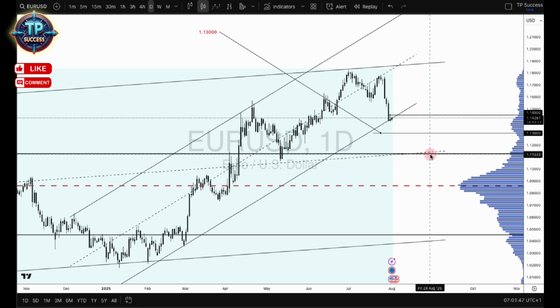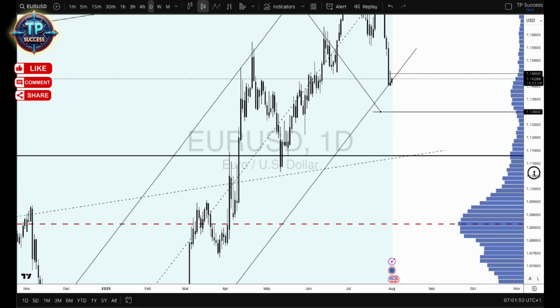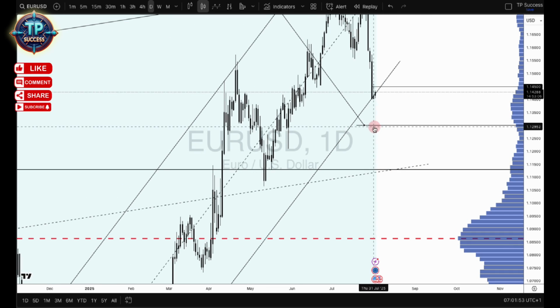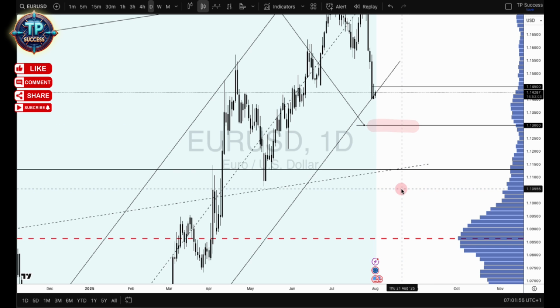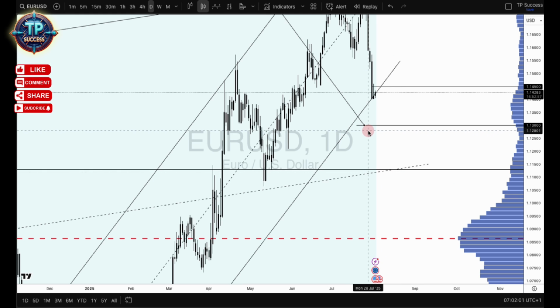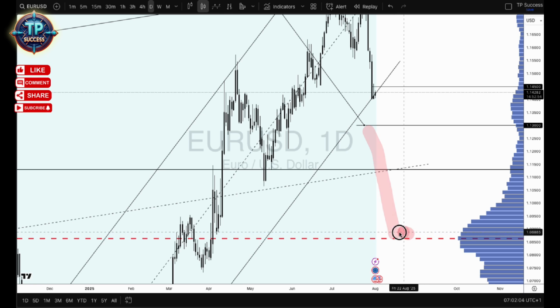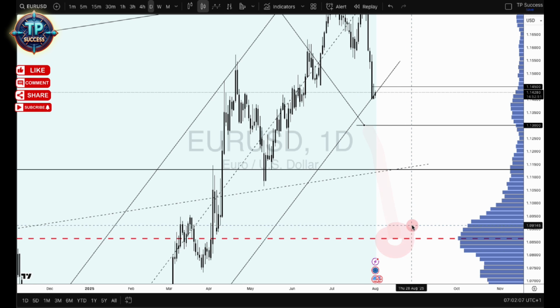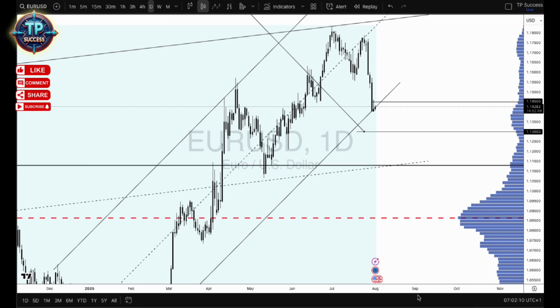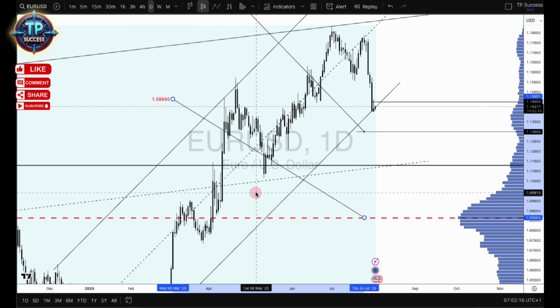So, if you were selling from up here, you could think and say to yourself, let's see the probability of price flying all the way down to this level right here, which is where we have the POC, point of control. And that level in question would be 1.08660.